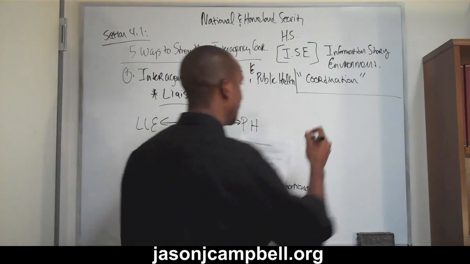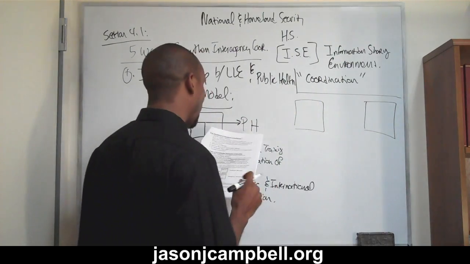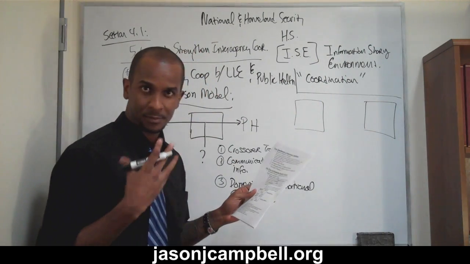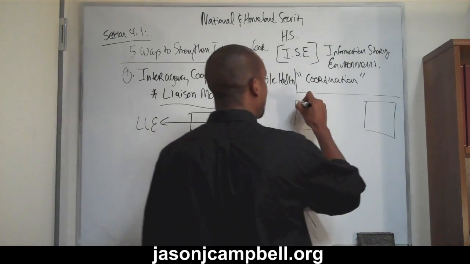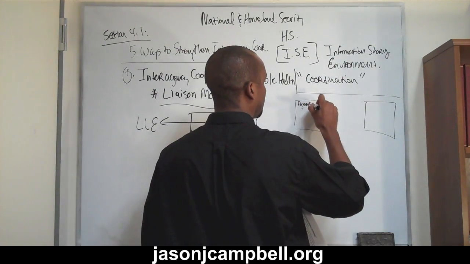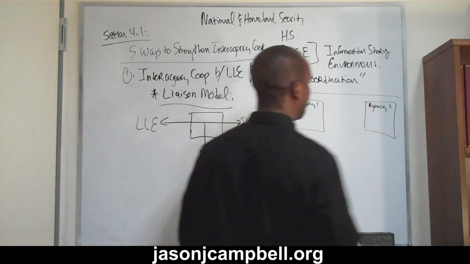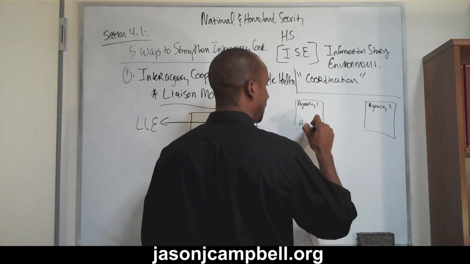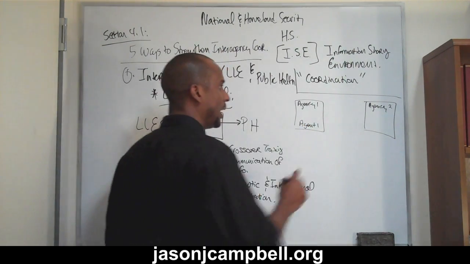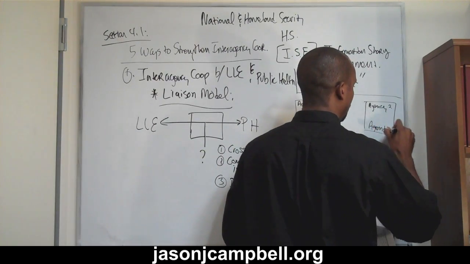Now, this is what I drew, right? We have what I call traditional interaction, this is my terminology. So we have agency 1 and agency 2. Agency 1 employs agent 1, and agency 2 employs agent 2.